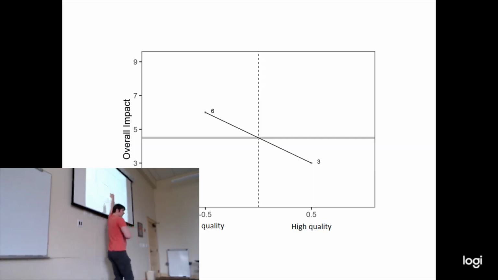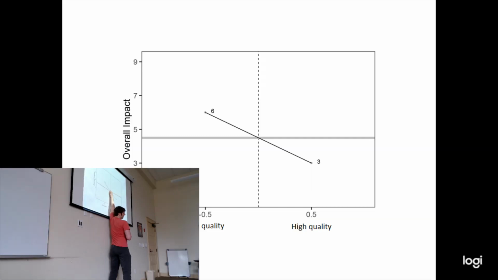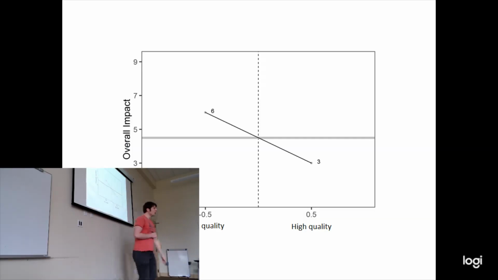So these are the values for the two scores that this reviewer gave these two grades. They gave one of the grades a 6 and another grade a 3. If you had to guess, what would you say would be the point at which this black line crosses the dotted line? 4.5. And why 4.5? One of you. Because it's right in the middle of 3 and 6.